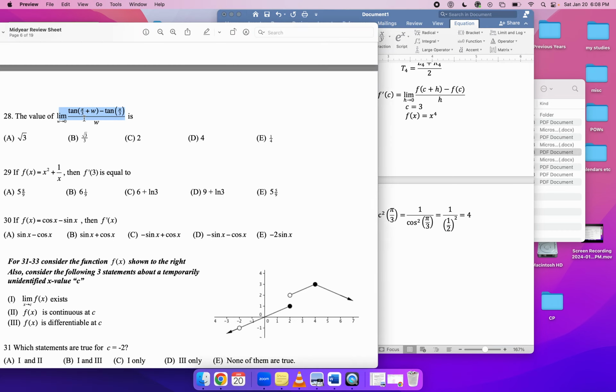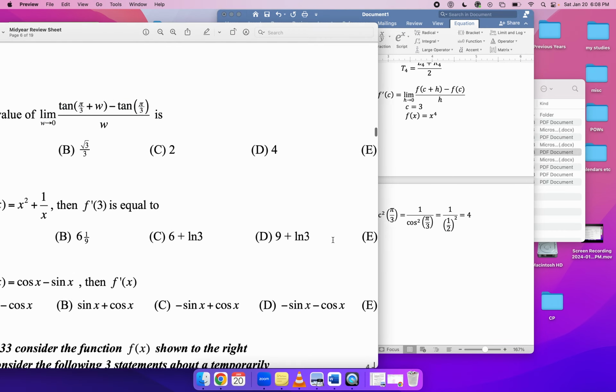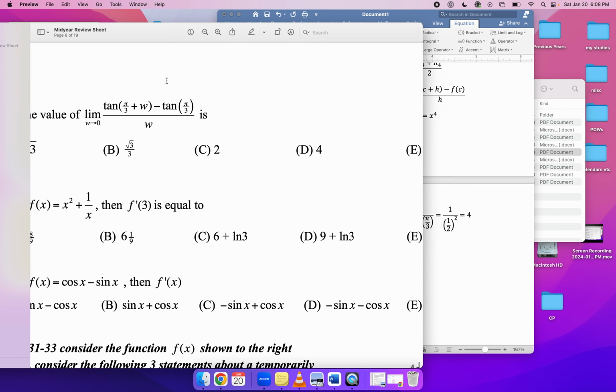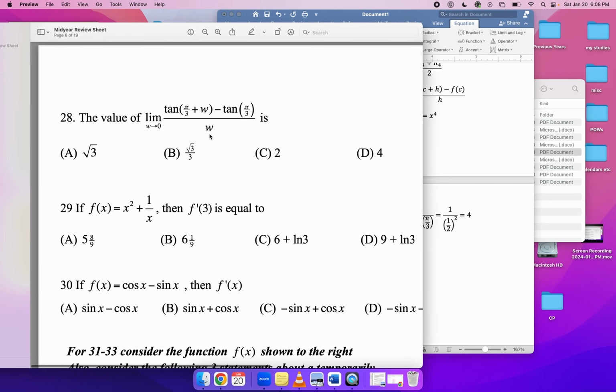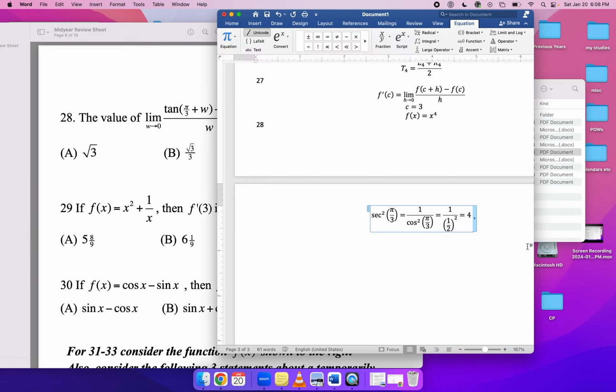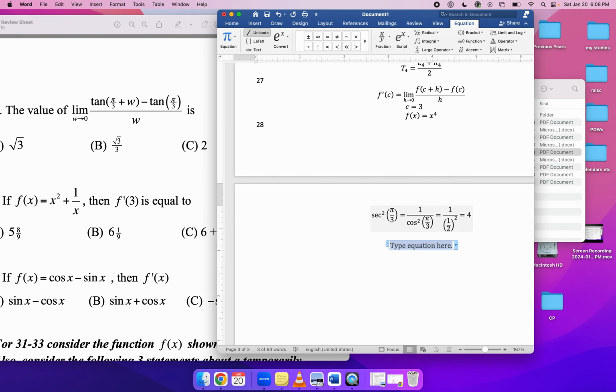You could also do L'Hopital on this guy. But you gotta watch out because, when you're taking the derivative, the derivative of the bottom is obviously 1. The derivative of the numerator is trickier. Derivative of this first term, technically that's a composition, so you need the chain rule. It'd be secant squared pi over 3 plus w times the derivative of the inside function, but the derivative of the inside function is 1, so whatever.